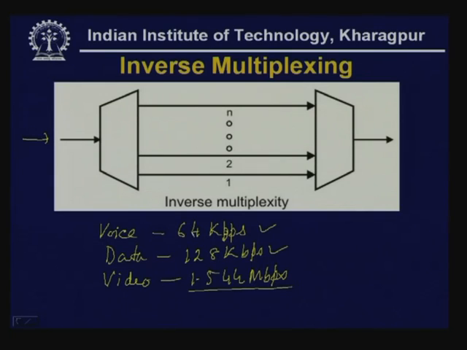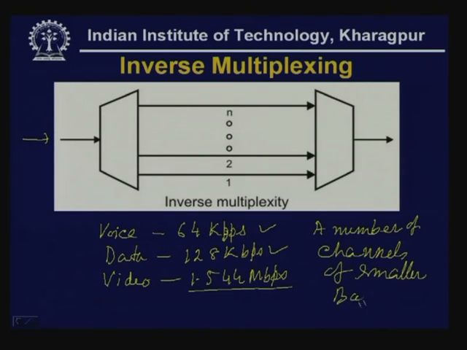The other alternative is that here you have got a number of channels of smaller bandwidth, and these bandwidths, say it is only 64 kilobits, and you have got a large number of 64 kilobits per second bandwidth available here, and which are available on demand. So, here we are making use of the property bandwidth on demand.